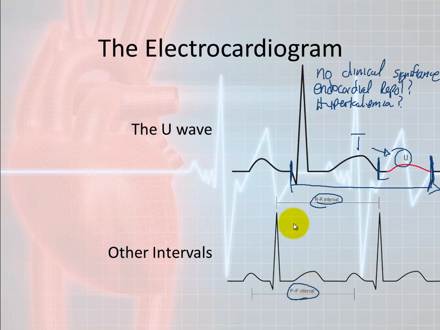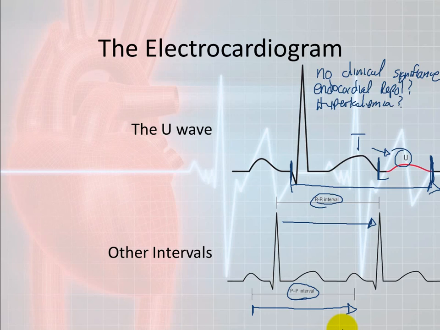The R to R interval is pretty simple. It is the distance between two consecutive R waves. Pretty easy. The P to P interval is the distance between two consecutive P waves. That's pretty simple as well.